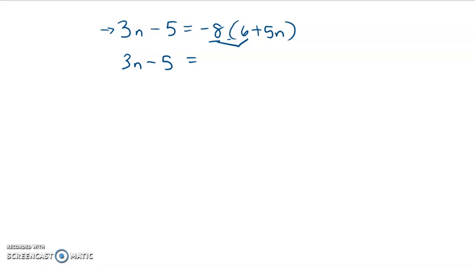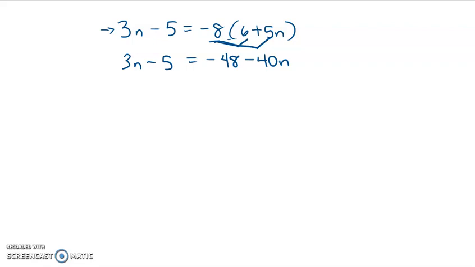So negative 8 times 6 is negative 48. Negative 8 times 5n is going to be negative 40n. Alright, so I distributed. I look to combine like terms on either side. On the left side, 3n minus 5, those aren't like terms. On the right side, negative 48 minus 40n, those aren't like terms.